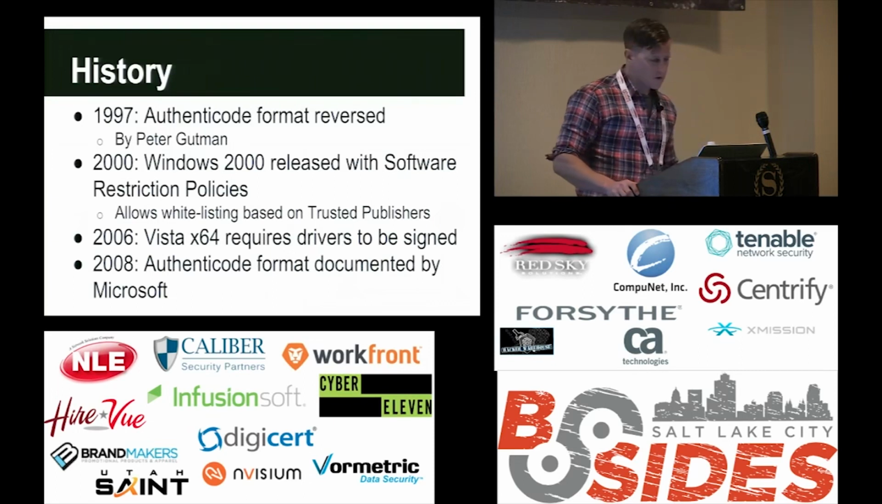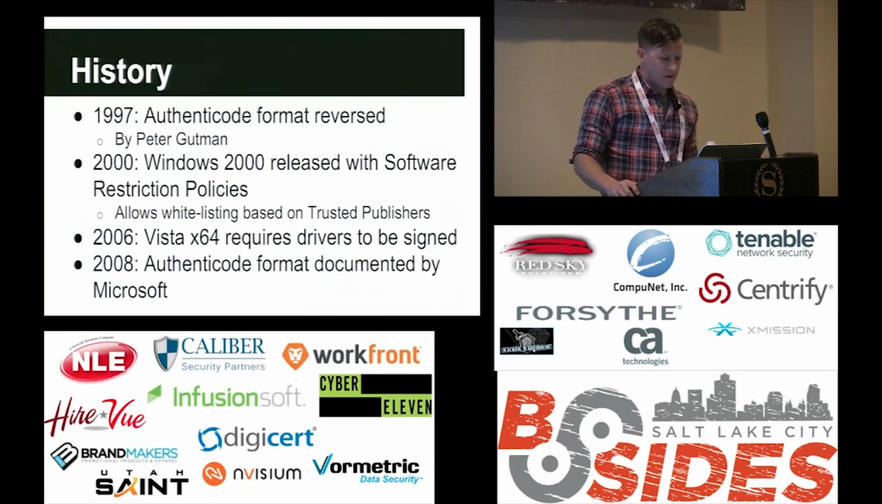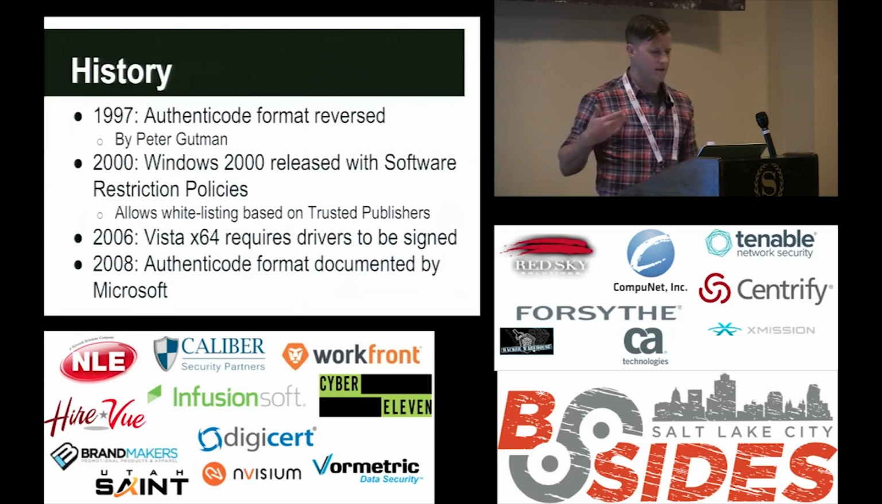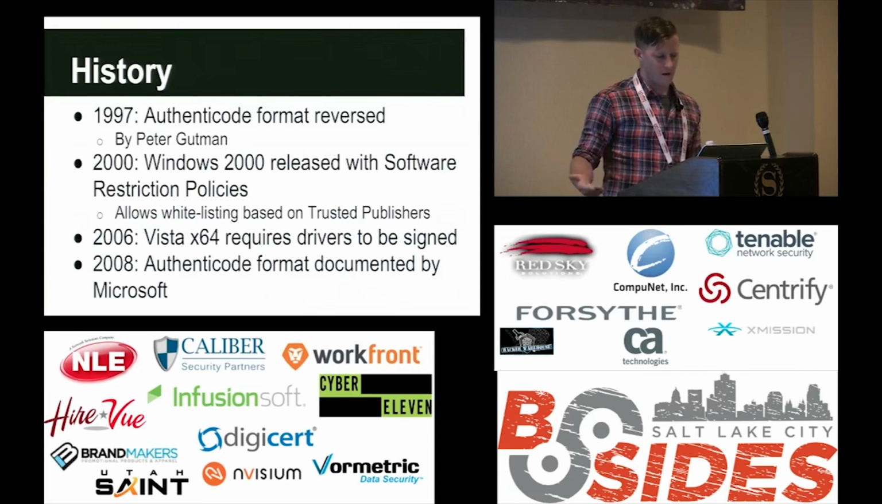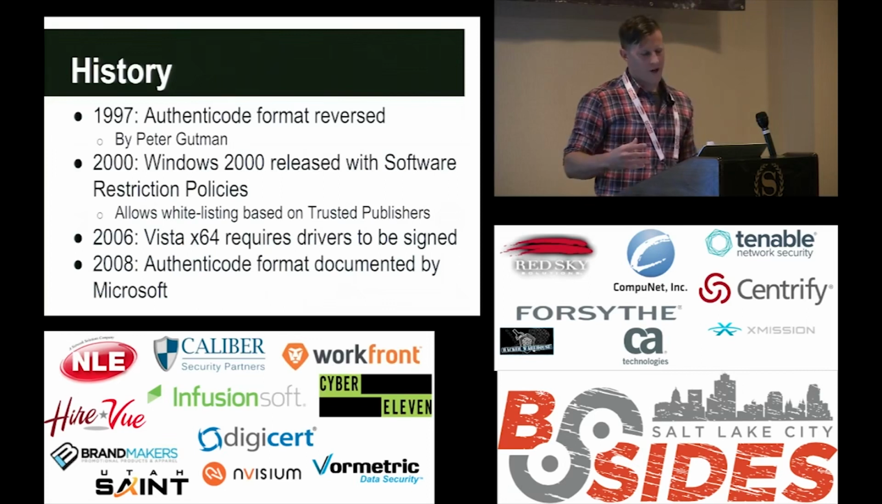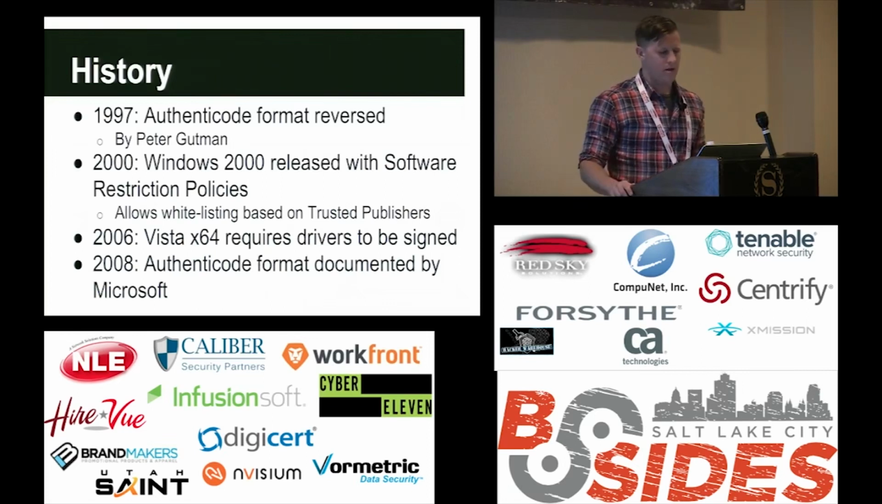So in 1997 also, this guy Peter Gutmann, who's pretty famous in cryptography, I believe he's a New Zealander, maybe Australian, but he reverse engineered the format. So although Authenticode came out and there was some documentation to specify how it should be used and everything, the actual file format for it wasn't understood. And so Peter Gutmann's paper is very often referenced.